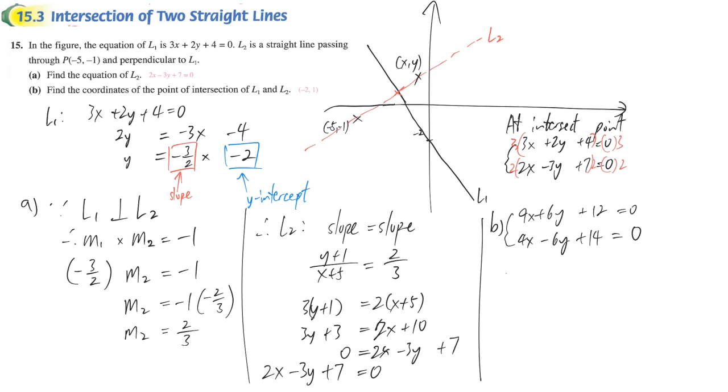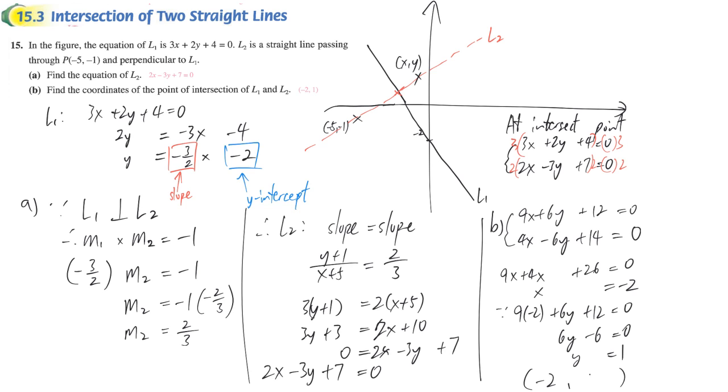And then I add them together. x is equal to -2, so the coordinates are (-2, 1). It seems that my drawing is quite accurate. It's approximately (-2, 1) here.